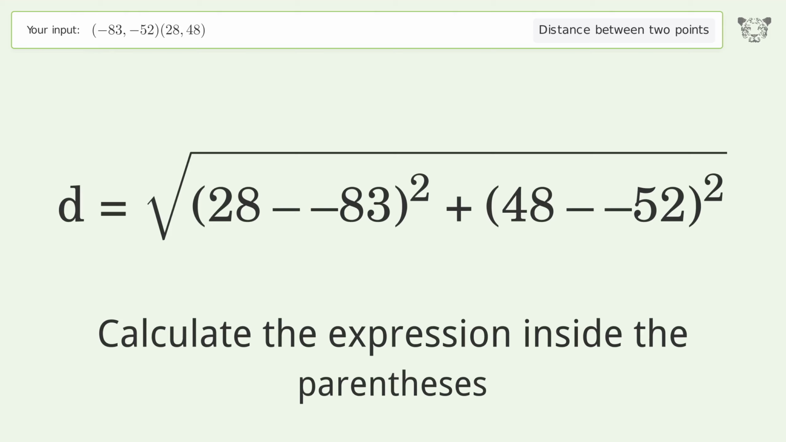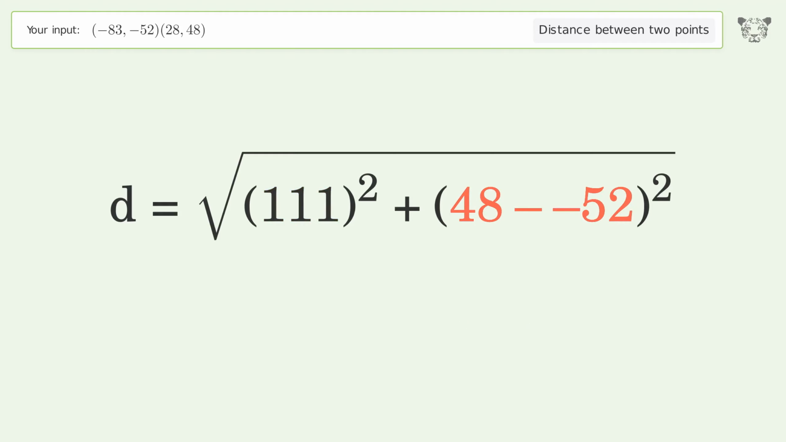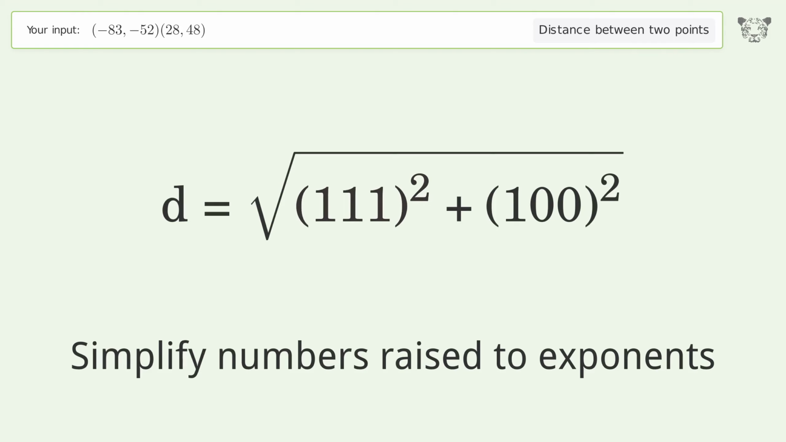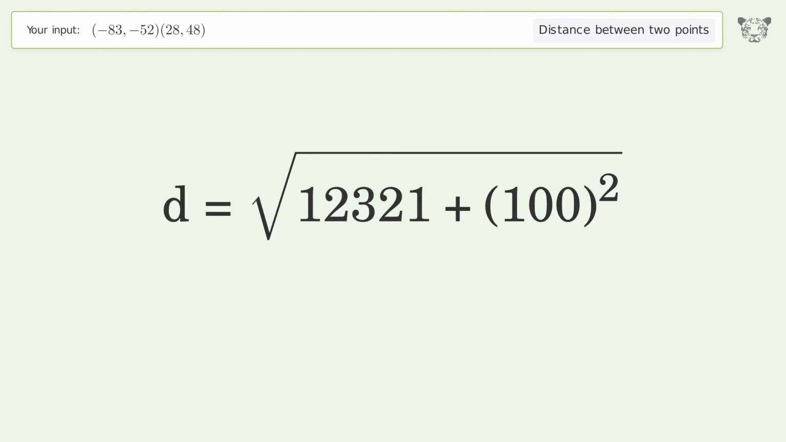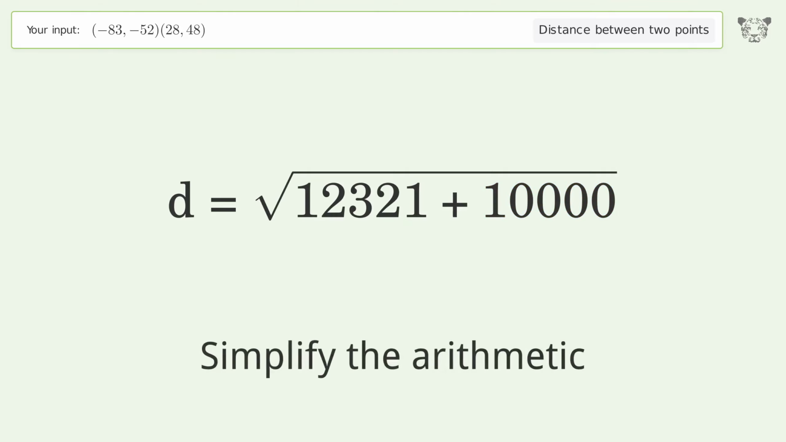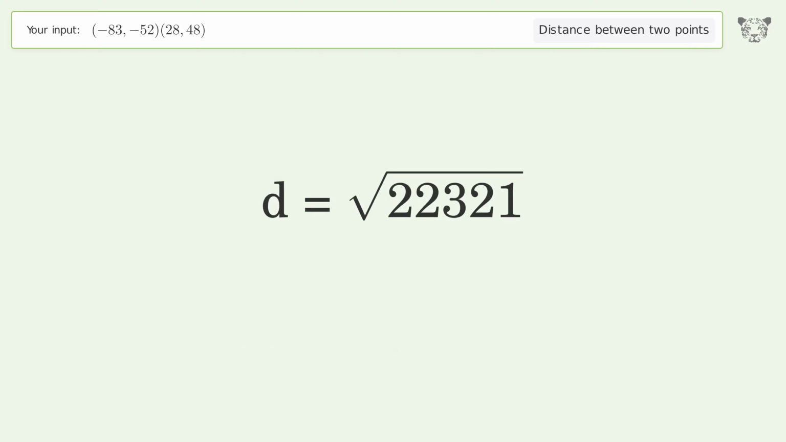Calculate the expression inside the parentheses. Simplify numbers raised to exponents. Simplify the arithmetic. And so the distance between the 2 points is the square root of 22,321, or 149.402.